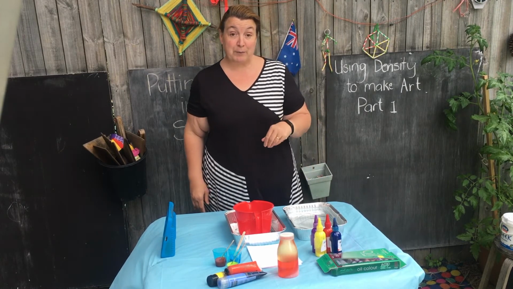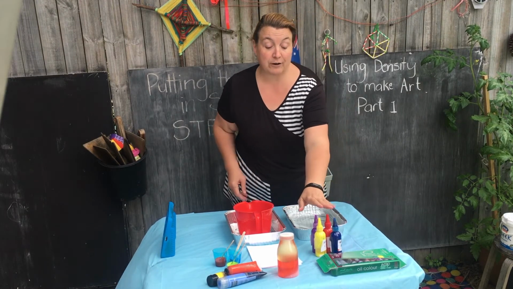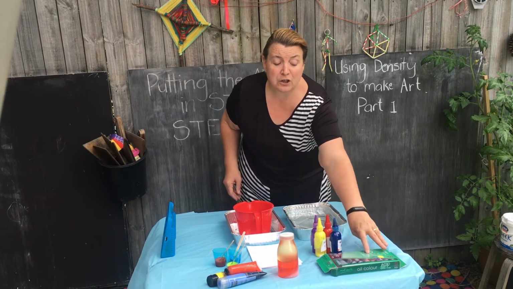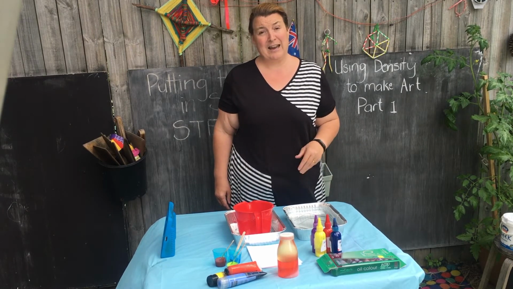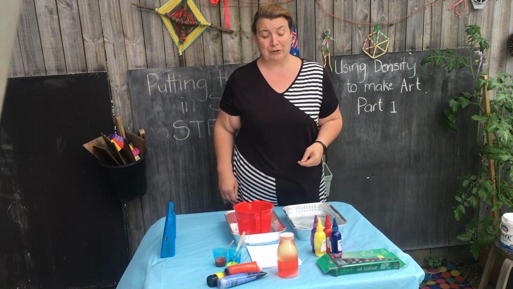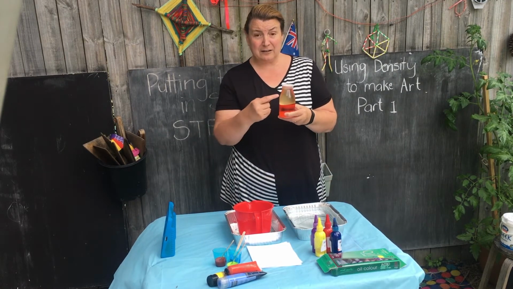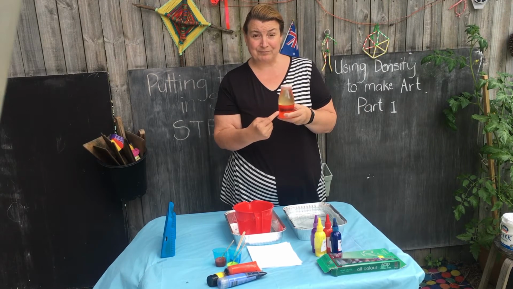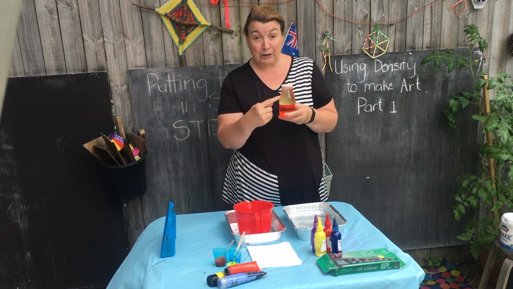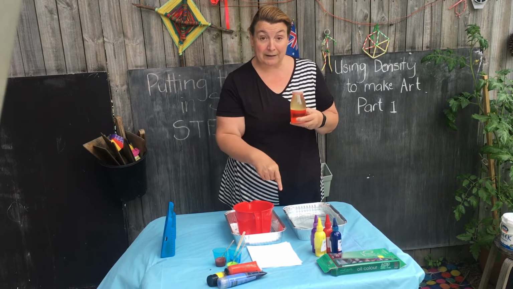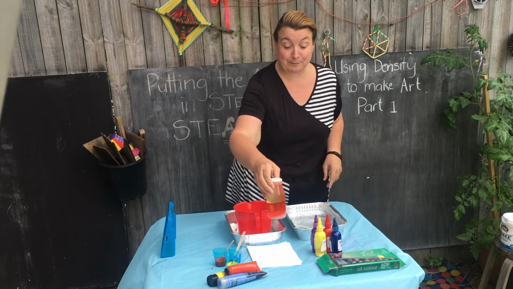So the first experiment I'm going to do, I've got a tray of water and I've got some oil paints, just normal oil paints, and I've thinned them out with a little bit of paint thinner, and you'll need a grown-up to help you do that. Now you'll remember that oil is lighter than water. Water is more dense than oil. So our oil paints are going to float on the water.